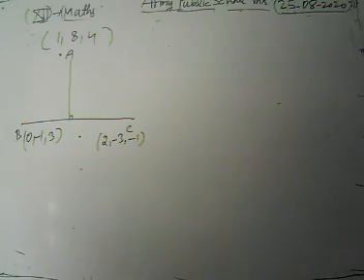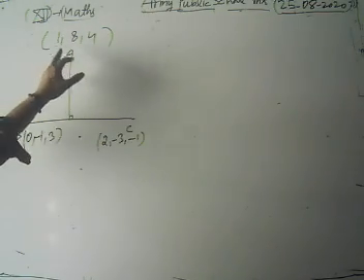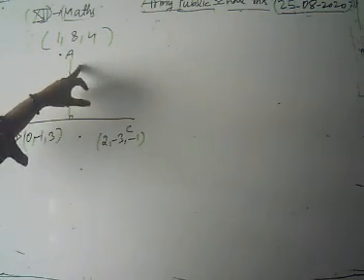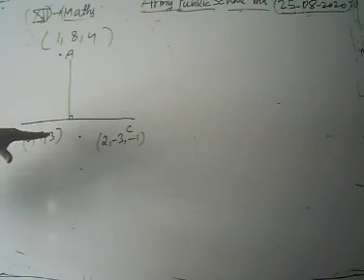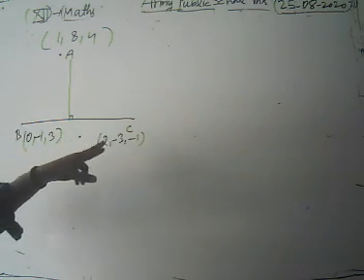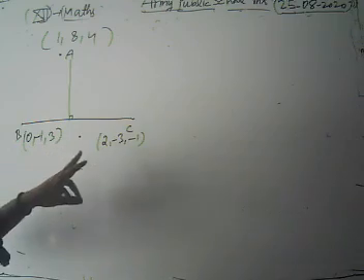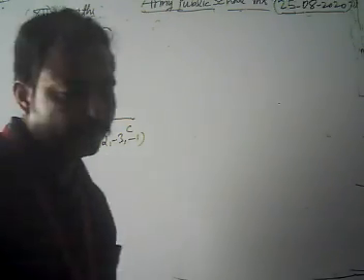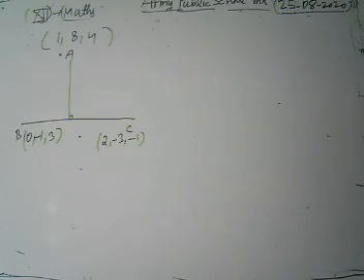Now look, it's our next topic. Here we have a fixed point, A (1, 8, 4). From A we draw a perpendicular on the line whose two fixed points are given: B (0, -1, 3) and C (2, -3, 1).